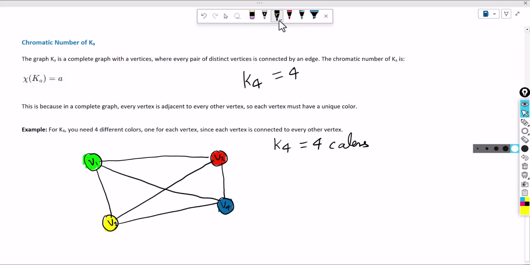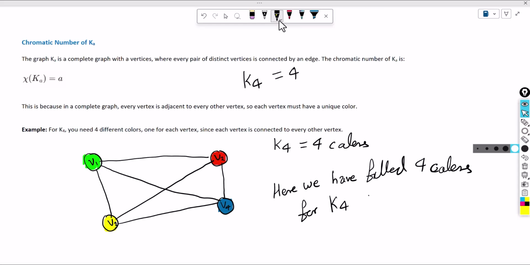So here we have filled 4 colors for the K4 graph. So K4 has chromatic number 4. So K4 must have at least 4 colors, right? So this is the example.